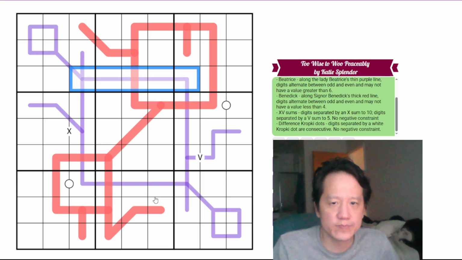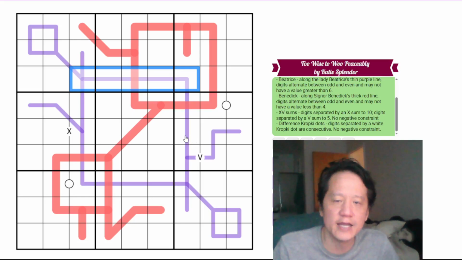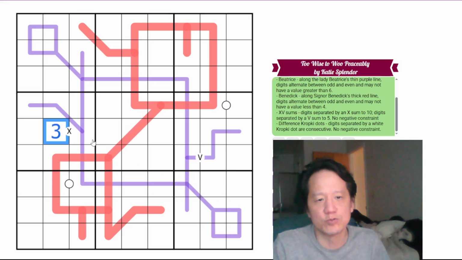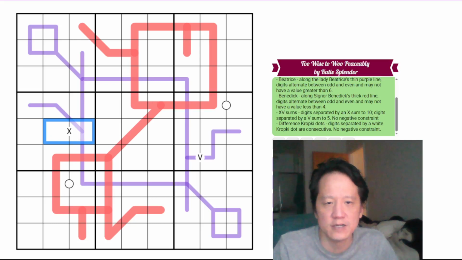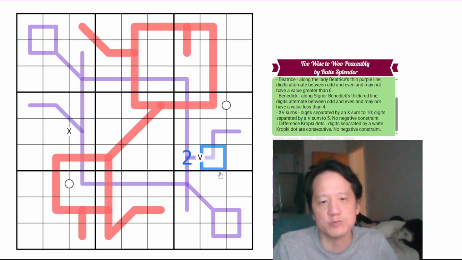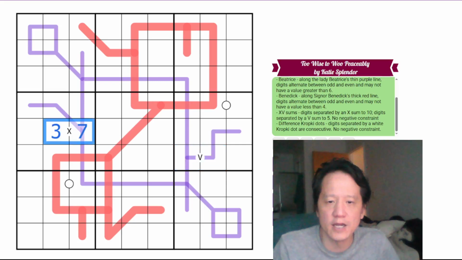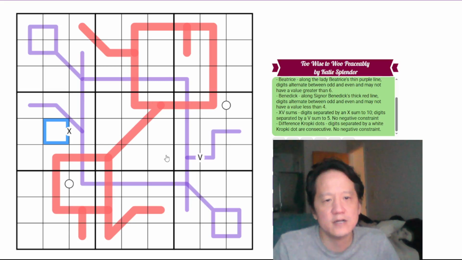So we also have XV sums, where digits separated by an X sum to 10, and digits separated by a V sum to 5, with no negative constraints. So for example, if this were a 3, this would have to be a 7 to make sure that these digits add up to 10. And if this were a 2, this would be a 3 to make sure that these digits add up to 5. That's basically how X and V works.